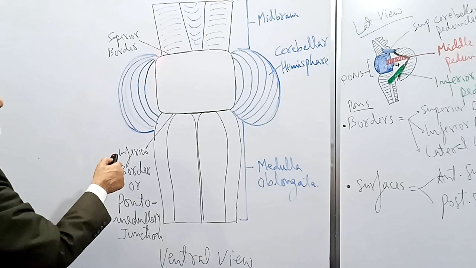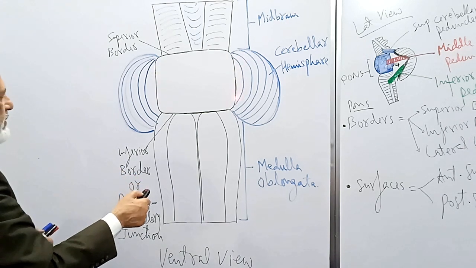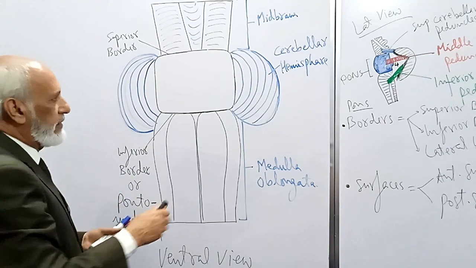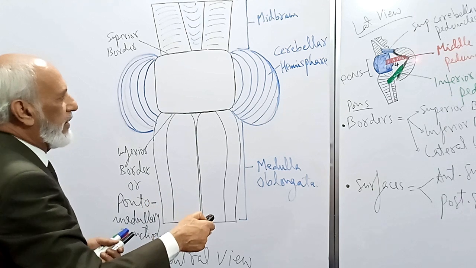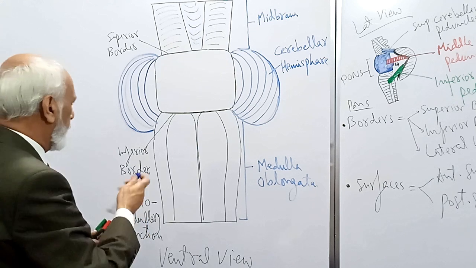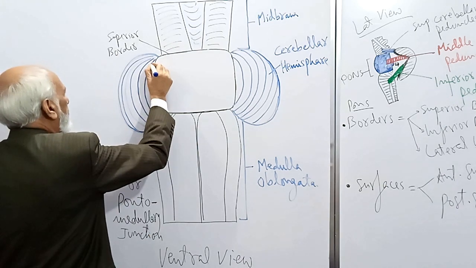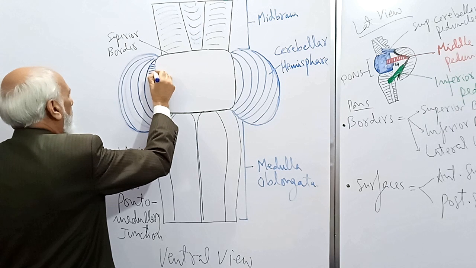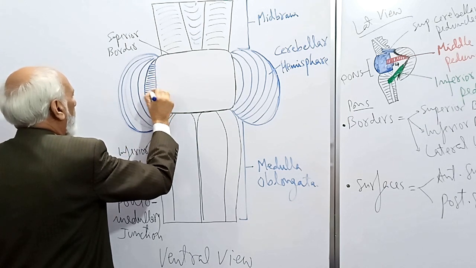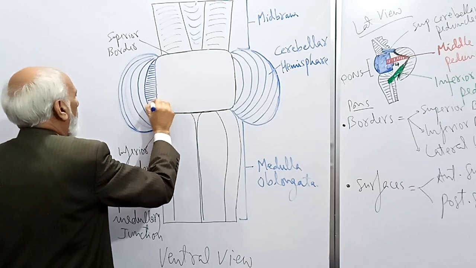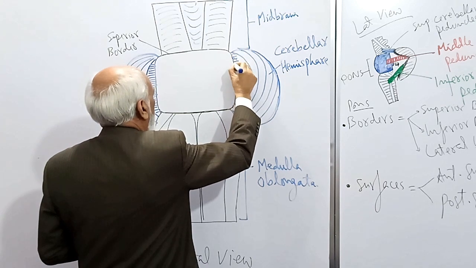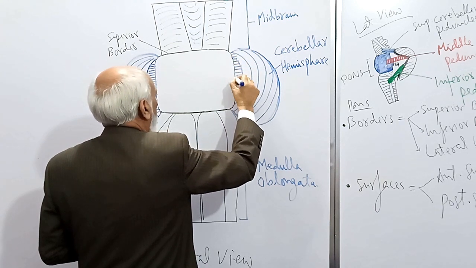Then on each side, I told you there is a lateral border which is ill-defined. Why? I told you that the cerebellum is connected to the pons by the middle cerebellar peduncle. So here will be the right middle cerebellar peduncle, and left middle cerebellar peduncle.